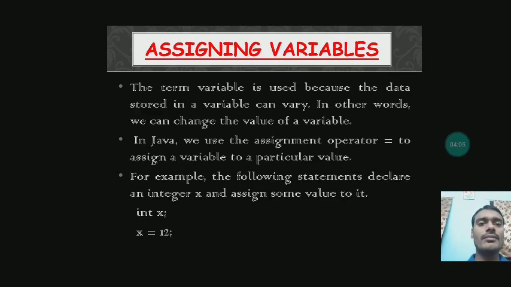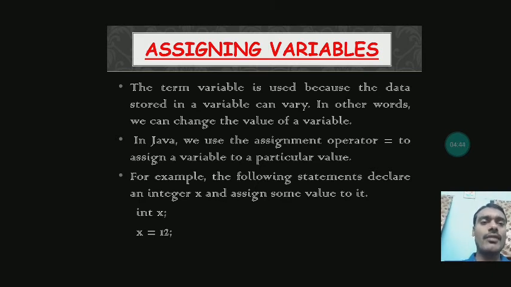Now coming to the next topic, assigning variables. The term variable is used because the data stored in a variable can vary. Now it is clear? In other words, we can change the value of a variable. If it is required to change the value of a variable, then we can change its value. And in Java, we use the assignment operator, equal to. What is the assignment operator? The assignment operator is equal to, used to assign a particular value to a variable.